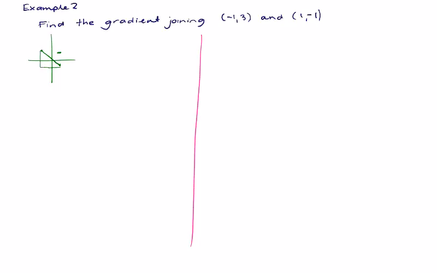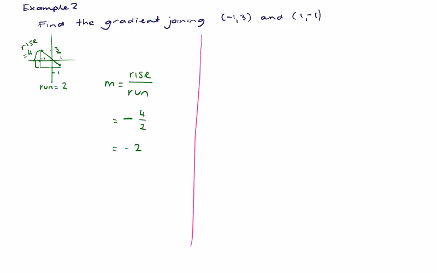My rise, I'm going from the y value 3 to the y value -1. That distance is 4. And my run, I'm going from -1 to 1, so my run is equal to 2. If you want to draw a bigger diagram, because that helps, go for it. So rise over run, I know my gradient is negative, 4 over 2, and this time I get -2.